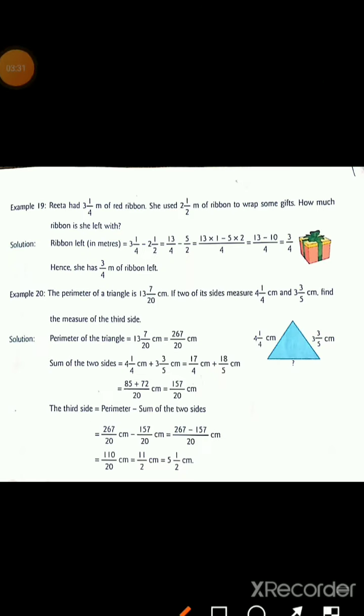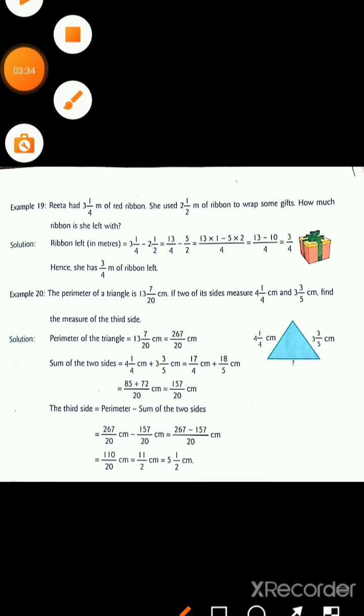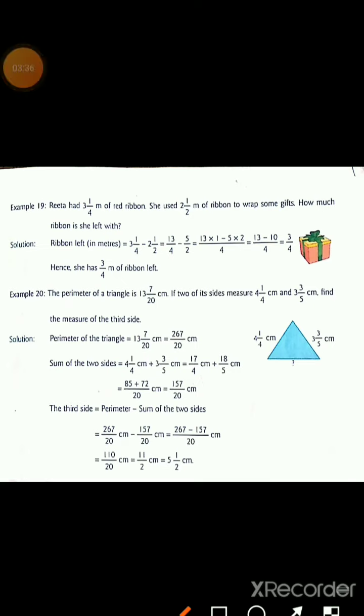In this way, on page number 55, there are two more examples given, example 19. Rita had 3 1/4 meter of red ribbon. She used 2 1/2 meter of ribbon to wrap some gifts. How much ribbon is she left with?